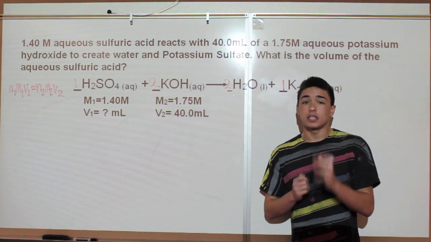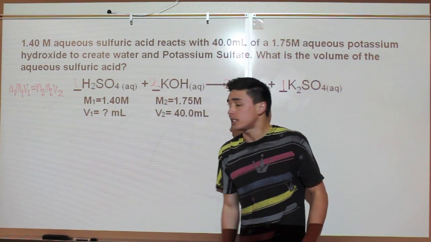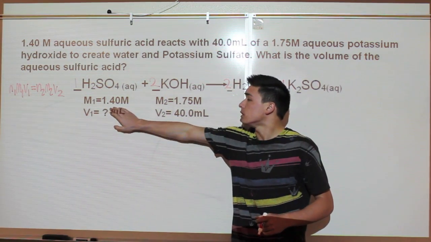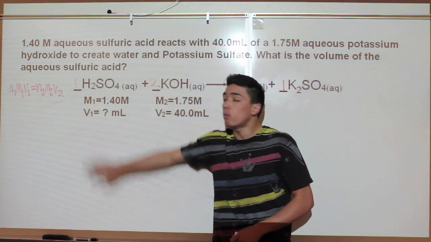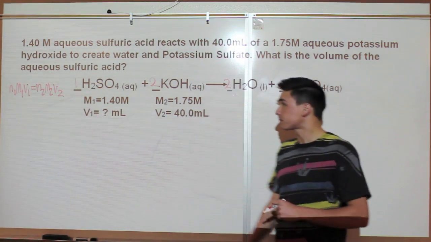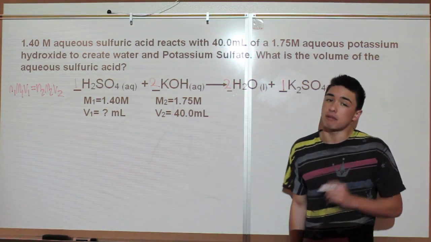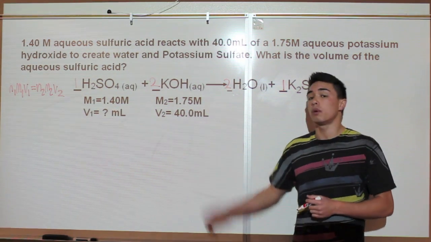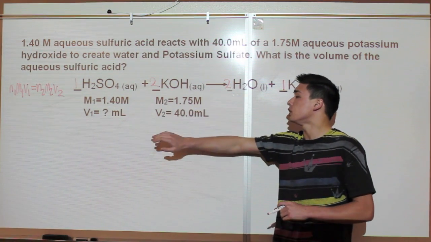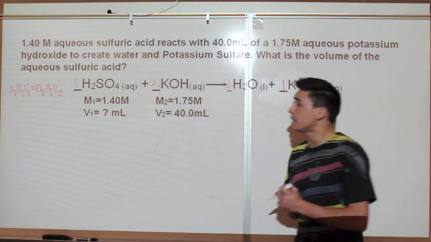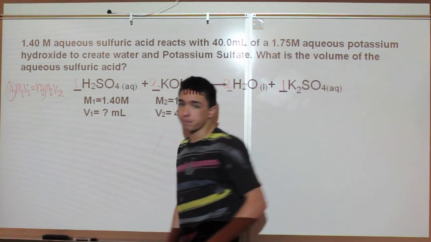Now, let's assign the values in this problem according to our new equation. So for sulfuric acid, we're given that its molarity is 1.40 and its volume is unknown. So for sulfuric acid, we'll label its molarity M1 and its volume V1. And for potassium hydroxide, we're given that its molarity is 1.75 and its volume is 40.0 milliliters. So for potassium hydroxide, we'll label its molarity and volume M2 and V2. Now upon assigning these labels, we see that we have to only find the values of N2 and N1 now.